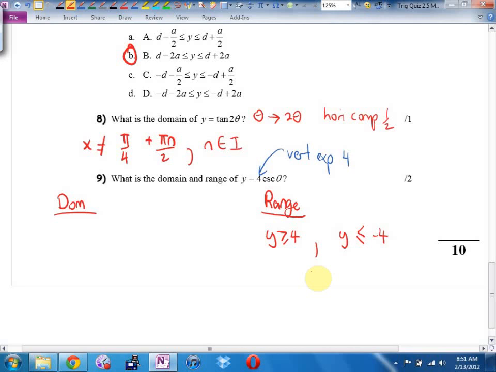A domain. Cosecant goes with what? Sine? So where sine theta equals 0, that's where x won't exist for cosecant. Where does sine theta equal 0? Here, here, here. Oh, x can't be 0 plus multiples of pi, where n is an integer.